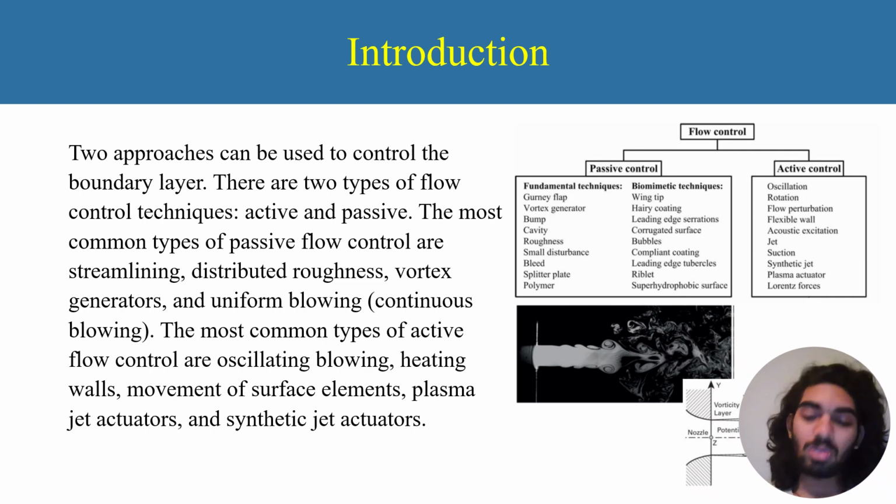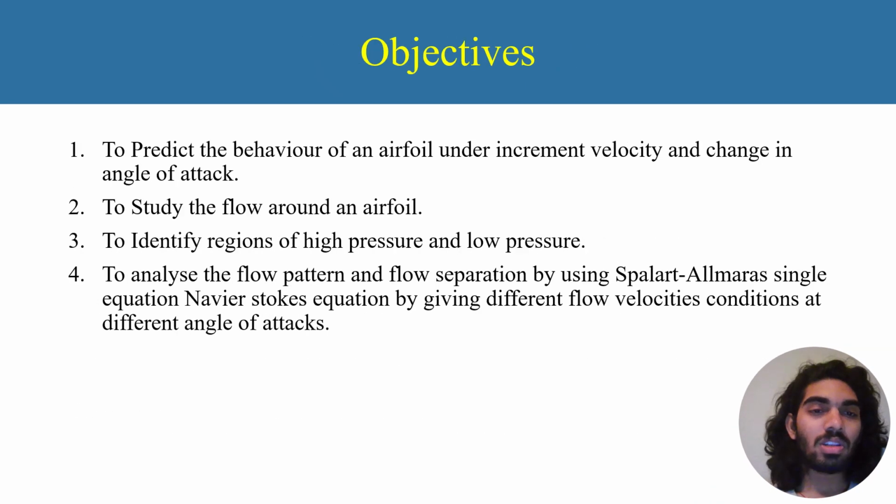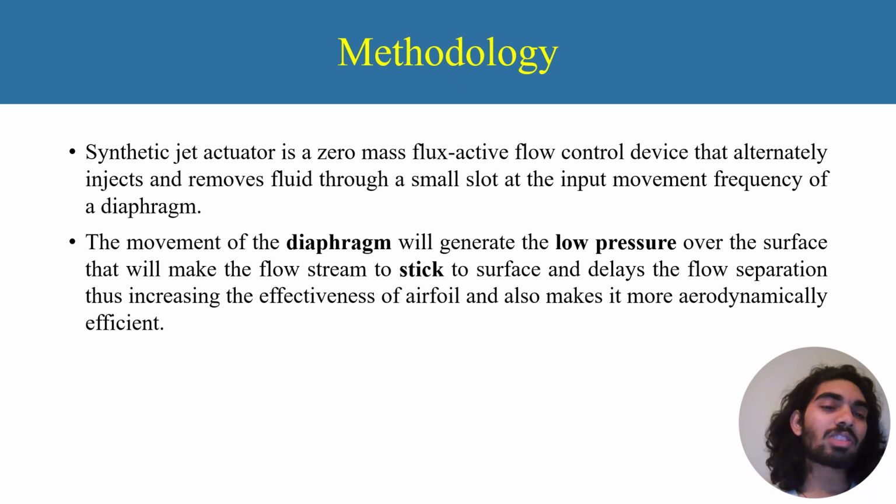You are going to ask me, what is a synthetic jet? A synthetic jet actuator is a zero-mass active flow control device which creates a low pressure zone due to the oscillations. As a result, instead of flow separation, the flow sticks. Why? Because it creates low pressure. As we know, air flows from high pressure to low pressure. So due to the presence of this low pressure zone, the air sticks and avoids boundary layer separation.